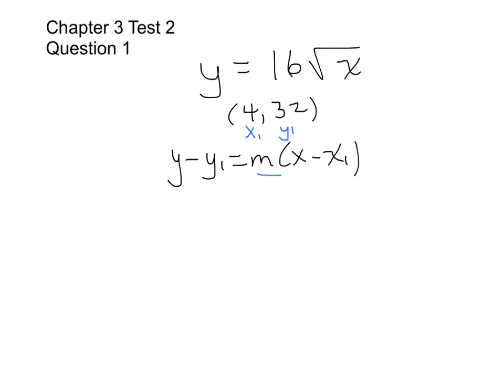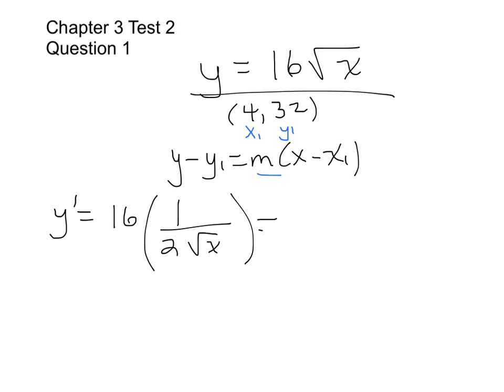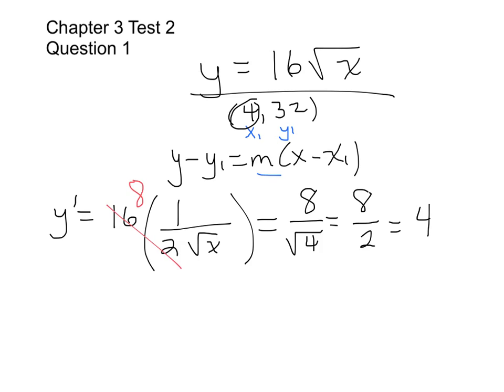I just need my slope, and to find the slope, I simply take the derivative of 16 square root of x. So I can pull that 16 out front, and the derivative of square root of x is 1 over 2 square root of x. So that becomes 8, and I can also plug in my value for x, so I get 8 over square root of 4, or 8 over 2, so my slope equals 4.